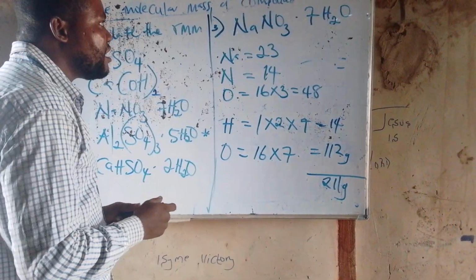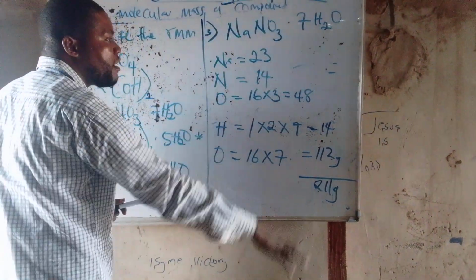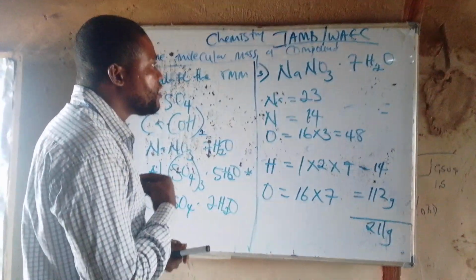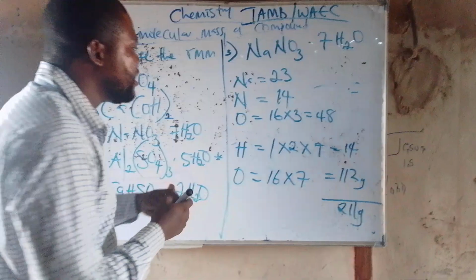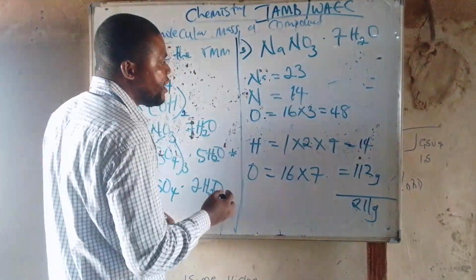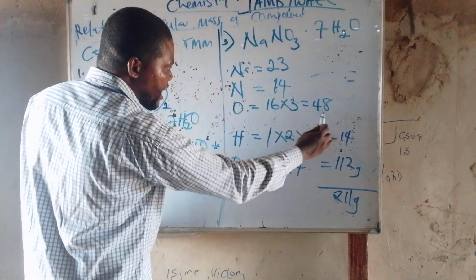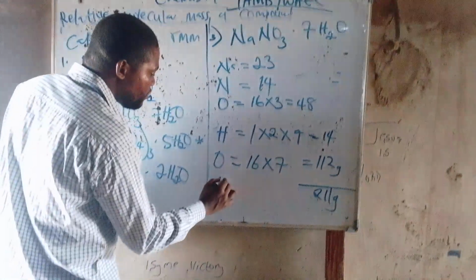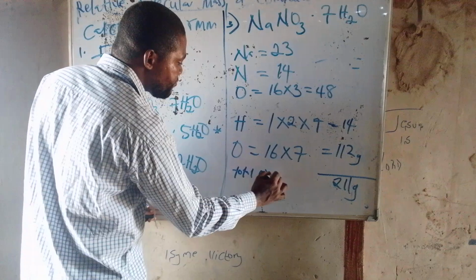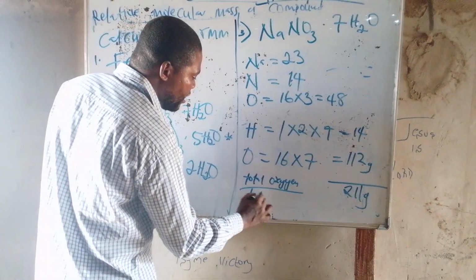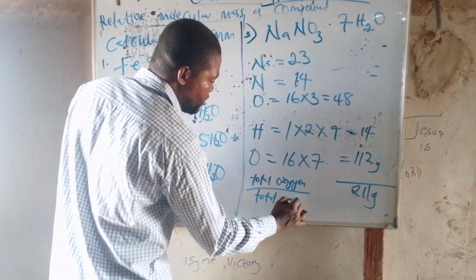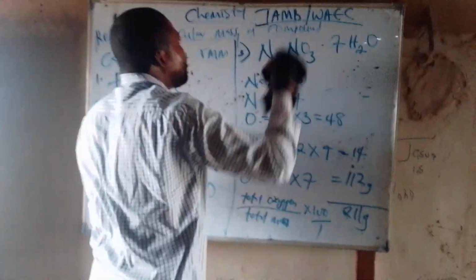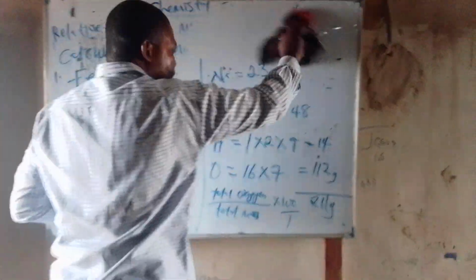Then if I now have to find the percentage composition of oxygen in this compound, look at the molar mass of this compound. It's 211 grams. For my compound here, my O is 48 and O is 112. Total oxygen over total mass times 100 over 1. If I solve this, I get my answer.